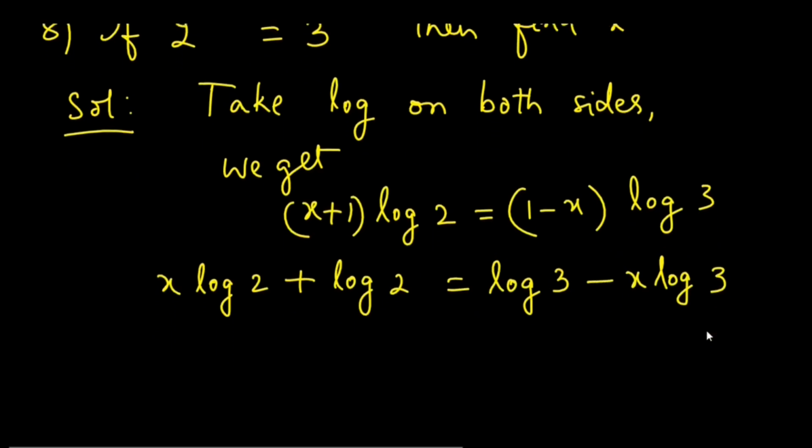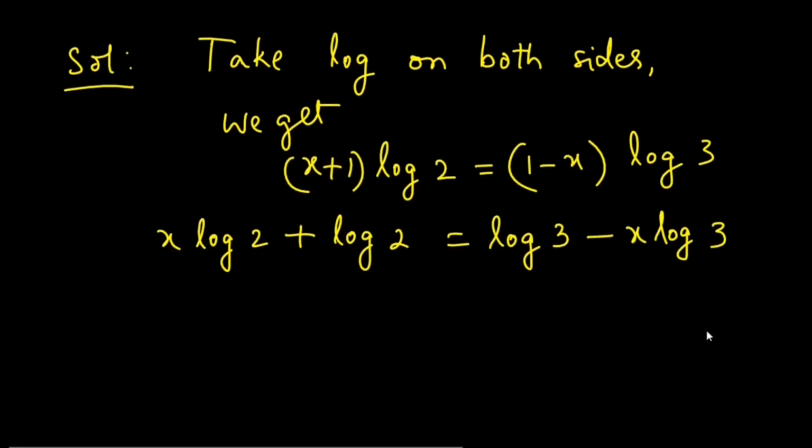Now take the terms involving x to one side. Take this minus x log 3 towards left side. Then we get x into (log 2 plus log 3).